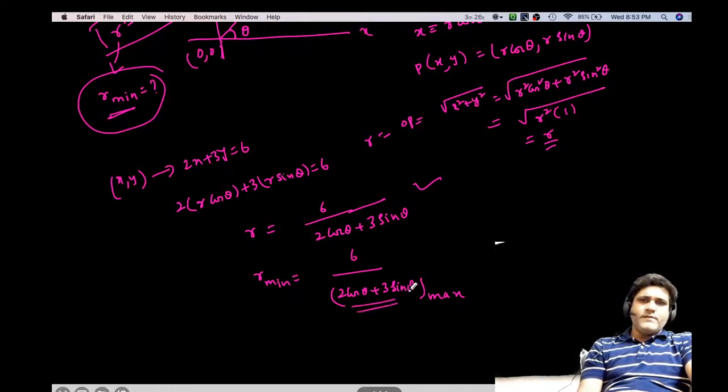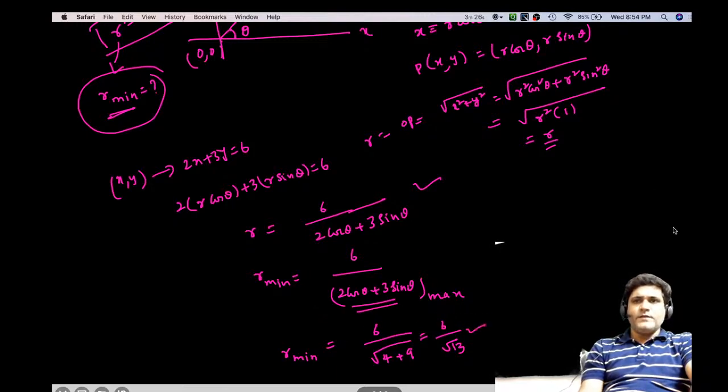Therefore, what is the maximum value of this one? Under root of a² + b². That is the basic formula from trigonometry: a cos theta + b sin theta lies between minus square root of a² + b² and plus square root of a² + b². Here that is root 13. So r minimum is 6 by root 13. Our minimum is 6 by root 13.